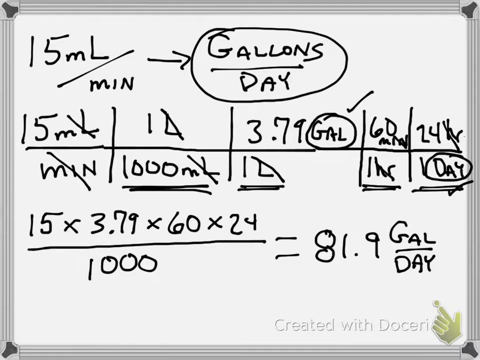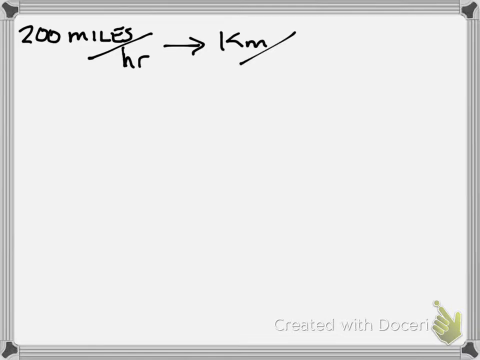Now, last one. Perhaps we'll make this one just a little bit more difficult, but I'm concerned about the amount of room I have available to me. So I'll do my best. Let's do 200 miles per hour into kilometers per decade.